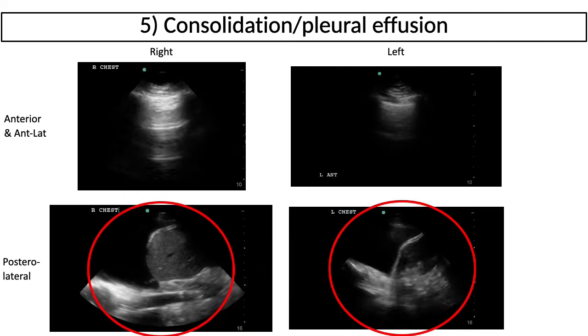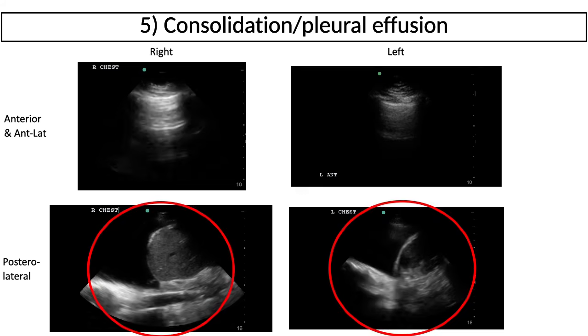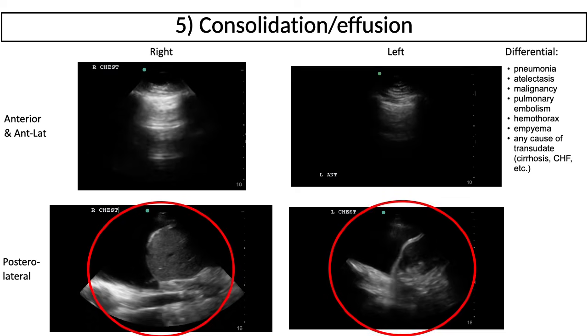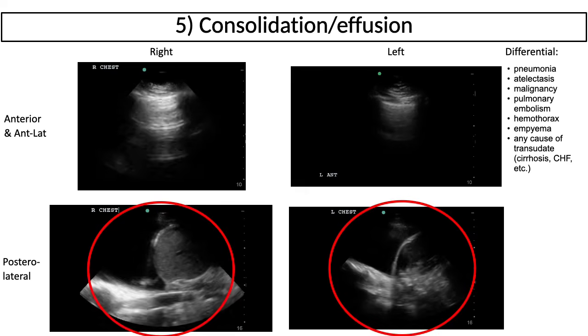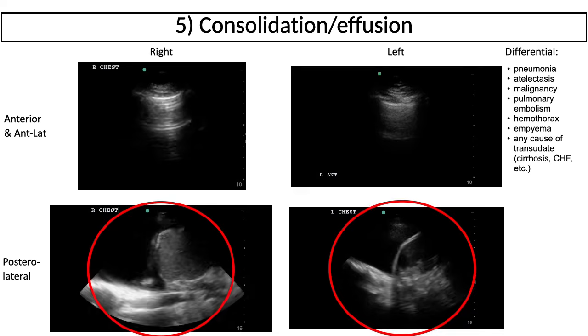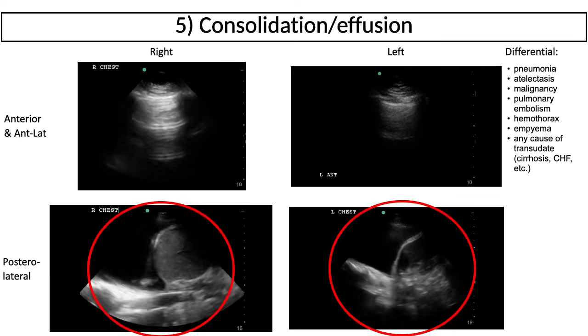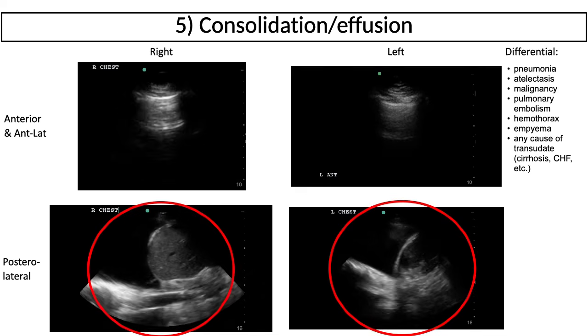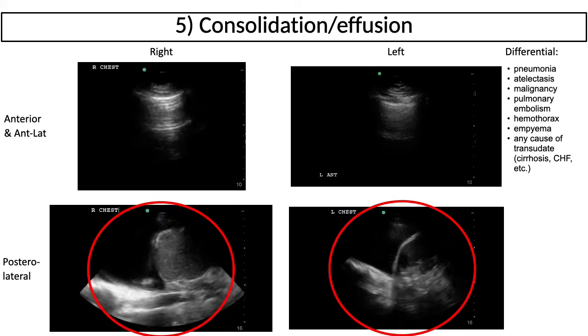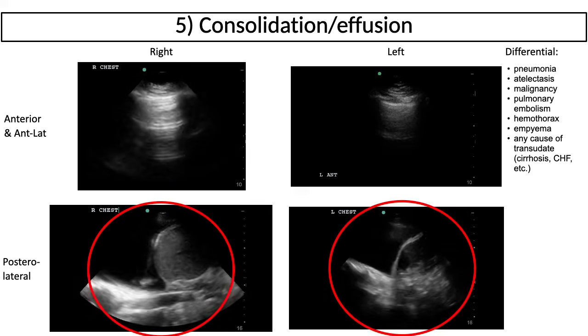The final lung ultrasound pattern is consolidation and/or pleural effusion. The finding of consolidation and/or pleural effusion narrows the differential diagnosis primarily to the following conditions: pneumonia, atelectasis, malignancy, pulmonary embolism, hemothorax, empyema, and any cause of transudative pleural effusion like cirrhosis, congestive heart failure, etc.